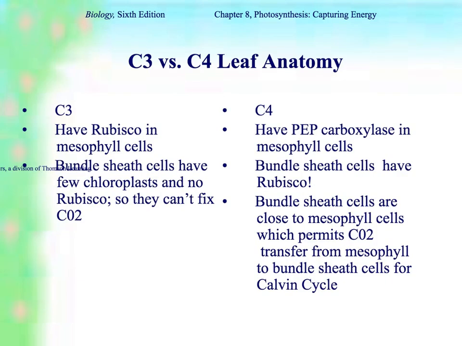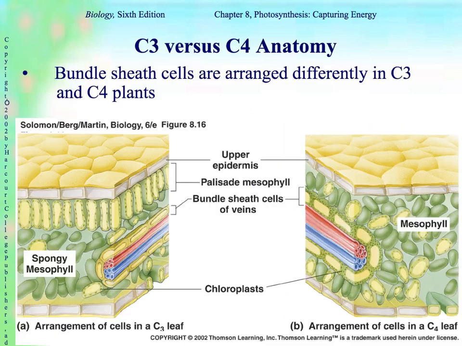So here's a comparison for C3 and C4. C3 have Rubisco in the mesophyll cells, and C4 has the PEP carboxylase enzyme in their mesophyll cells. They both have Rubisco. The bundle sheath cells in C3 have very few chloroplasts in them and no Rubisco. And the C4 does have Rubisco, but only in the bundle sheath cells. The bundle sheath cells for the C4 are close to the mesophyll cells, which allows carbon dioxide to transfer between them. Here's a diagram showing again the difference in the C3 versus the C4 anatomy of a leaf.